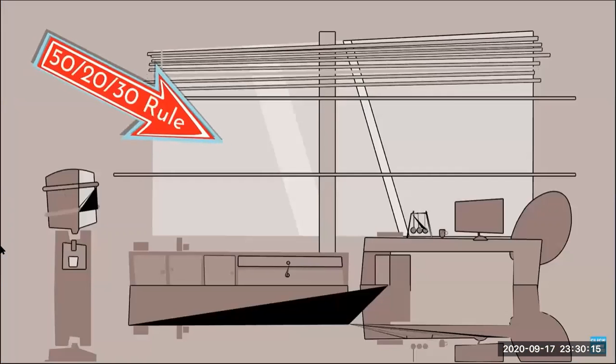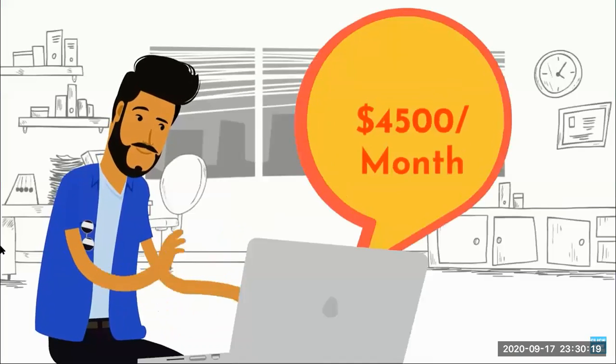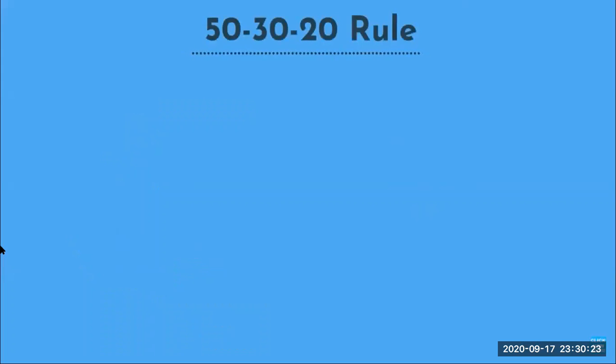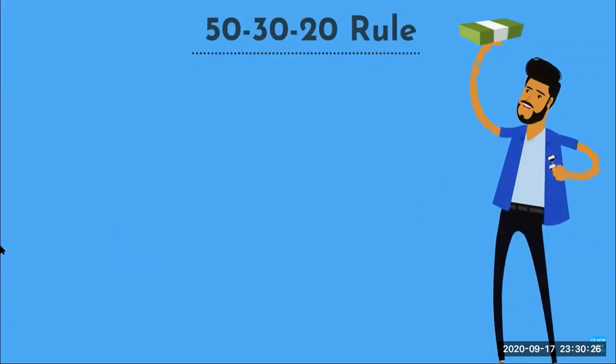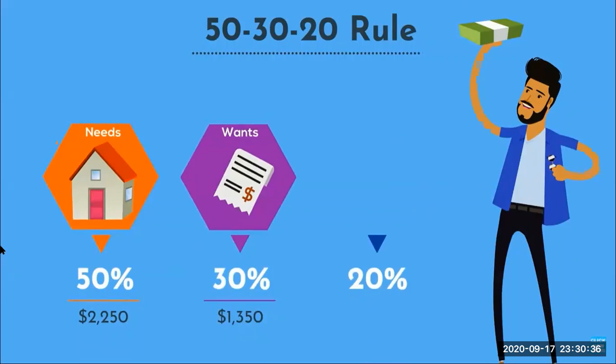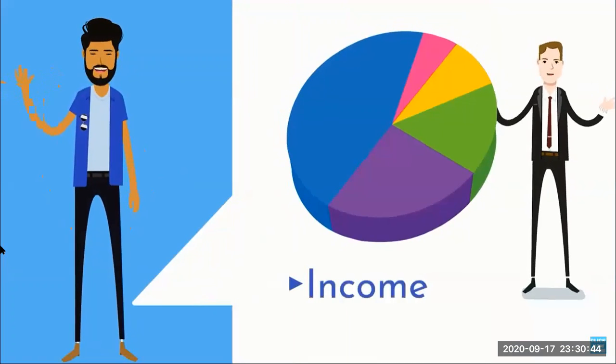To help us illustrate this rule, I'd like you to say hello to John. John's an average guy who makes $4,500 a month after tax. Using the 50-30-20 rule, John will need to divide his money like this. 50% of his money, which is $2,250, will go into his needs. 30%, which is $1,350, will go into his wants, and 20%, which is $900, will go into his savings or paying off debt. Just like John, you too will need to divide your income into those categories.